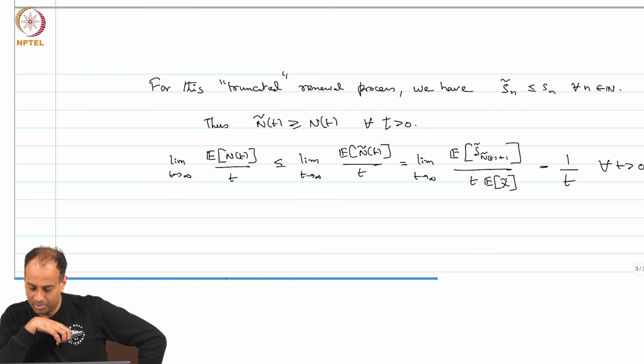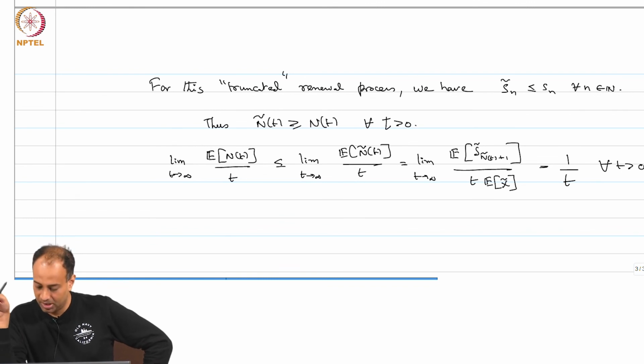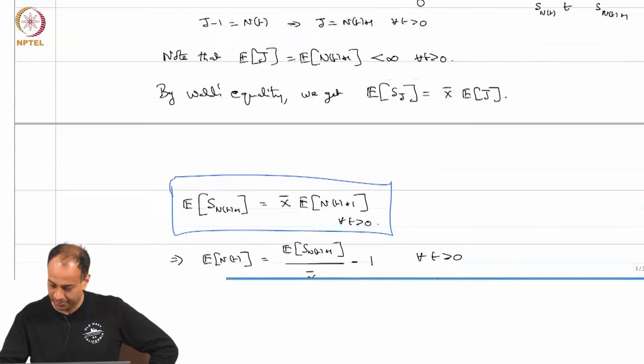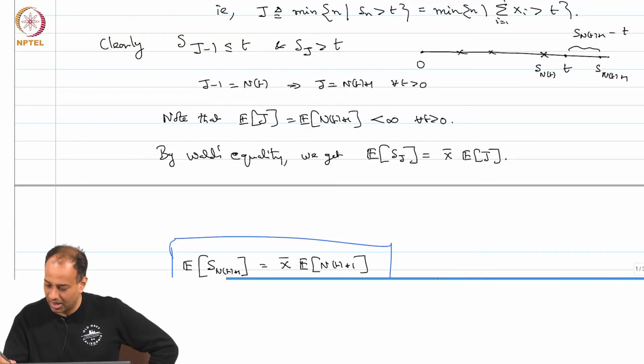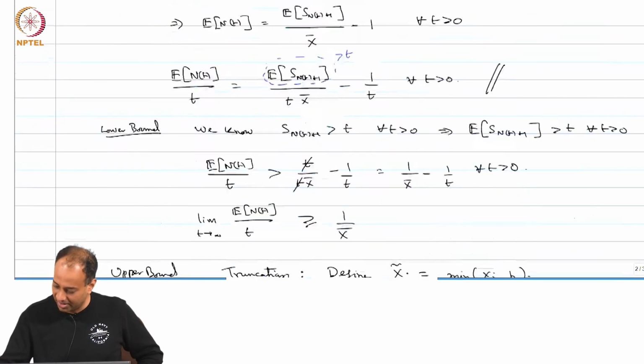Now, what is the saving grace about this tilde process? For the tilde process, S tilde N tilde t plus 1 is at most t plus b, correct. If you go back to the picture for the tilde process, the previous arrival occurred at t or before. So, the next arrival, this gap, cannot be larger than the largest possible inter-arrival time in the tilde process, which is b. So, the tilde process has been controlled, it is truncated.